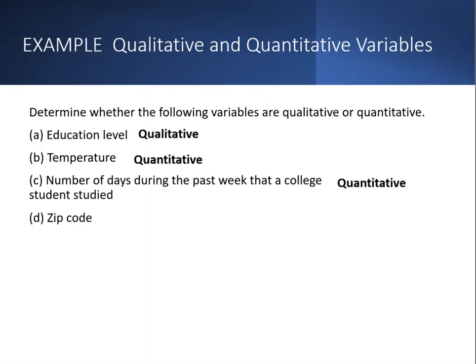And finally, zip code. Zip code is a numerical value, but remember, your zip code has no numerical meaning. In other words, it's not like I'm counting all the way up to my zip code's value. Instead, your zip code is simply a location in the county or the city that you live in. So we would say zip code would be considered qualitative.